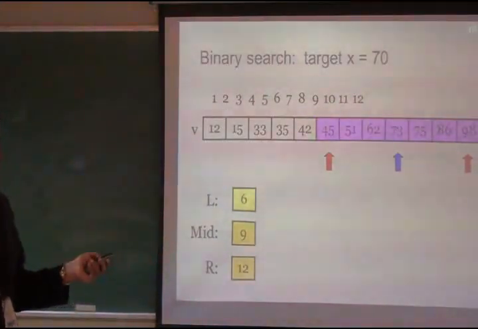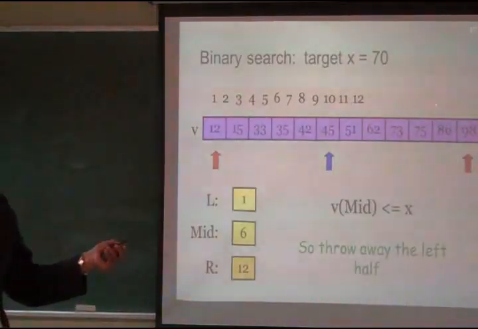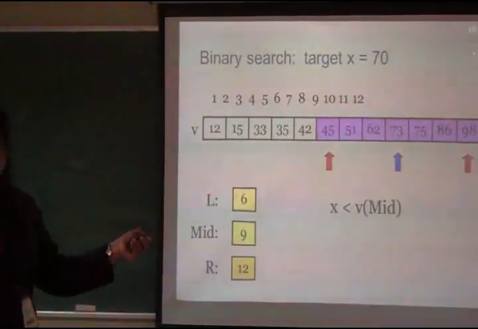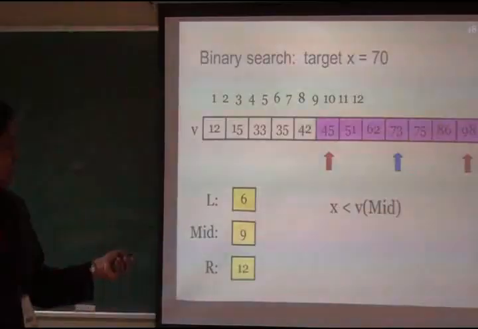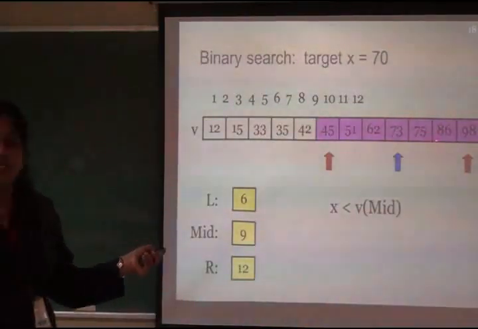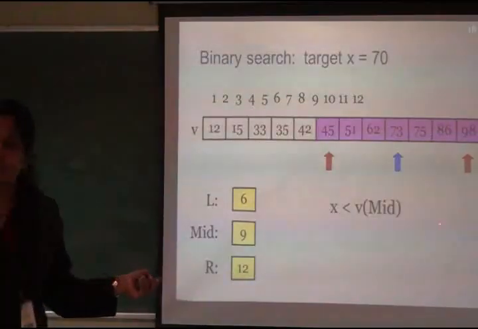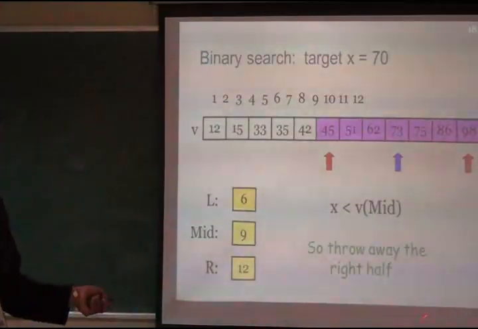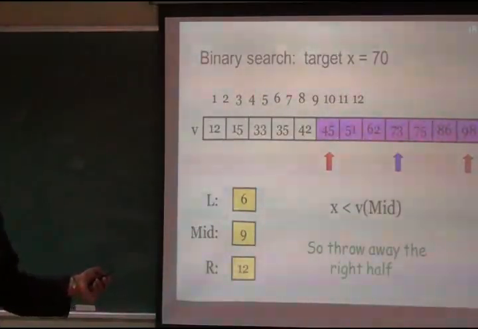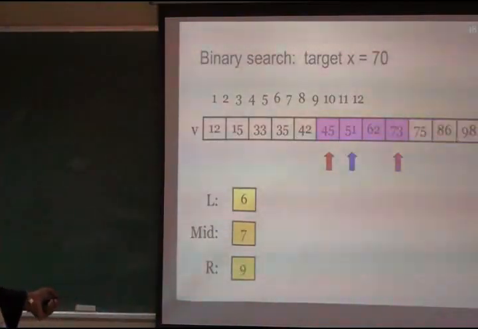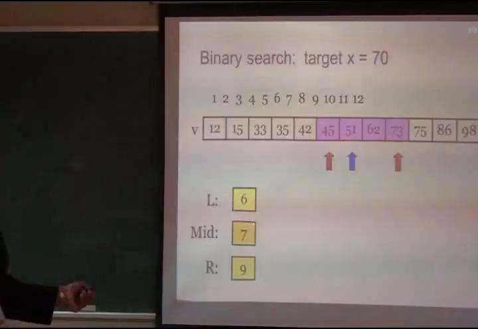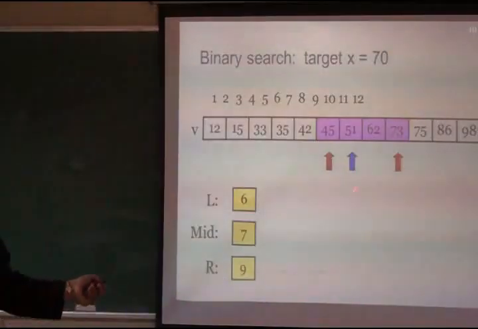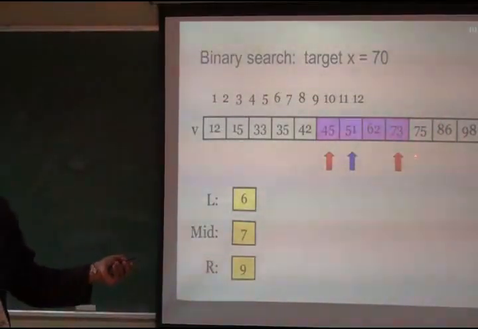So now you are comparing the array element with your target element. Look at this comparison. Your target element is 70. You are checking whether 70 is less than the mid element. What is the mid element here? 73. So 70 is less than 73. True. That means you throw away the right side. So just throw away the right half. So the elements would be here, 45 to 73. Then the next step: left will not change, mid will be 7 and right will be 9, because now the right pointer is moved to 9.